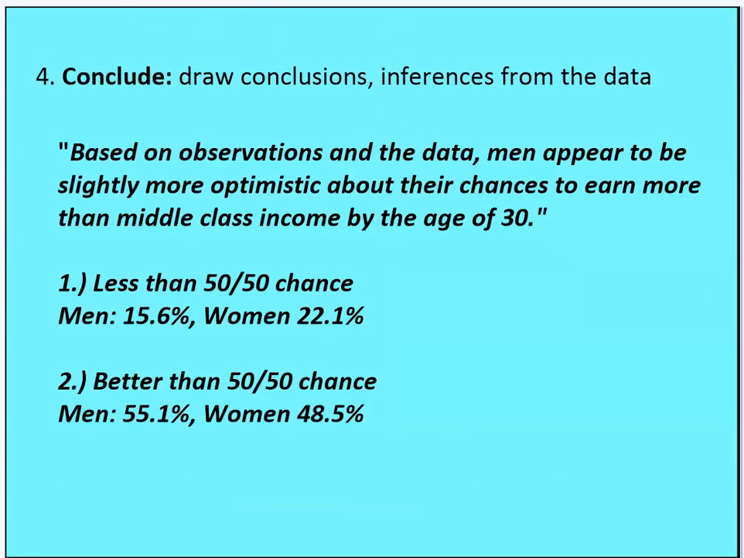And then finally we're going to conclude. Based on the observations of the data, men appear to be slightly more optimistic about their chances to earn more than the middle class income by the age of 30. For less than 50-50 chance, men are 15.6%, women are much higher. And for better than 50-50 chance, men are 55.1%, and women are 48.5%.